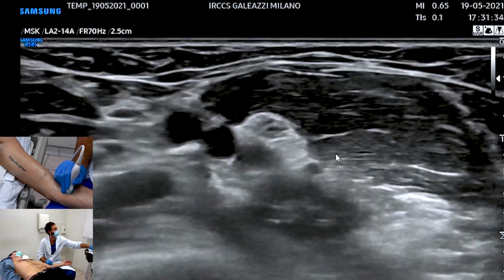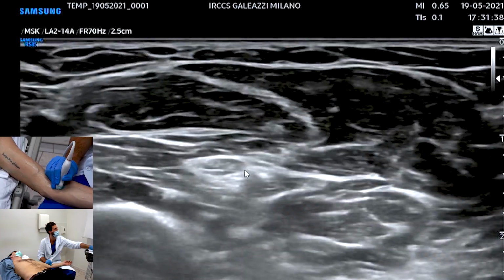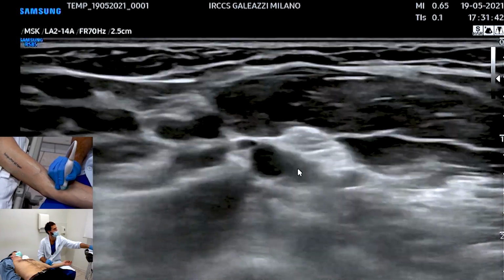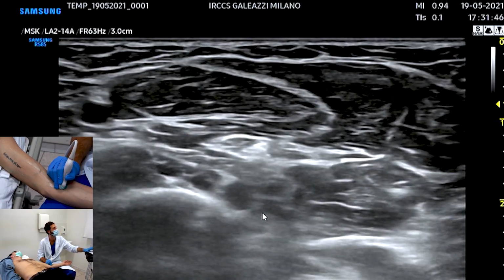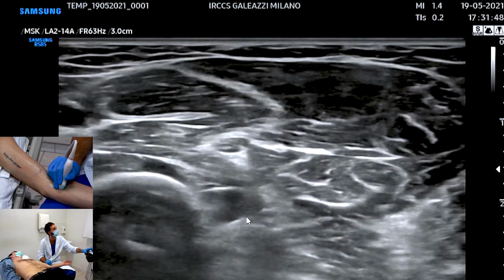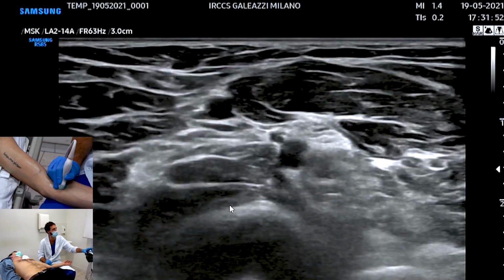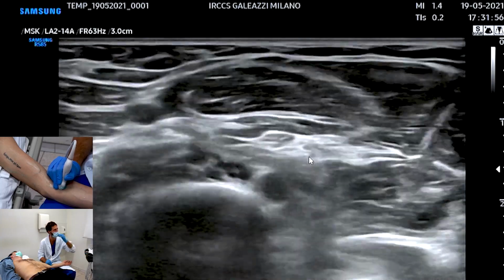If we slide the probe further, you can see the brachial artery that bifurcates into two vessels, which are the radial artery and the ulnar artery. This is important because the median nerve at this point travels for a short tract with the ulnar artery.